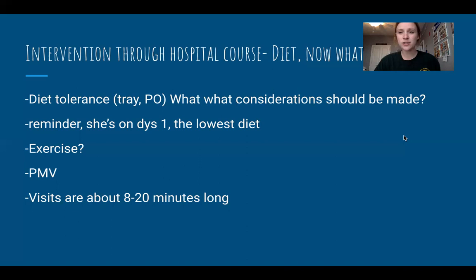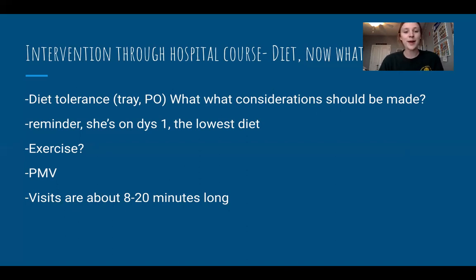So exercises. For her, because her swallow was functional, we did not have to do any maneuvers or exercises with her. It was purely just diet tolerance. And then again, we are still looking out on the PMV. By this point, she is able to tolerate and wear it without supervision. So she is wearing it for most of the day, of course not when she's sleeping, but she does not need to have someone in there when it's on.